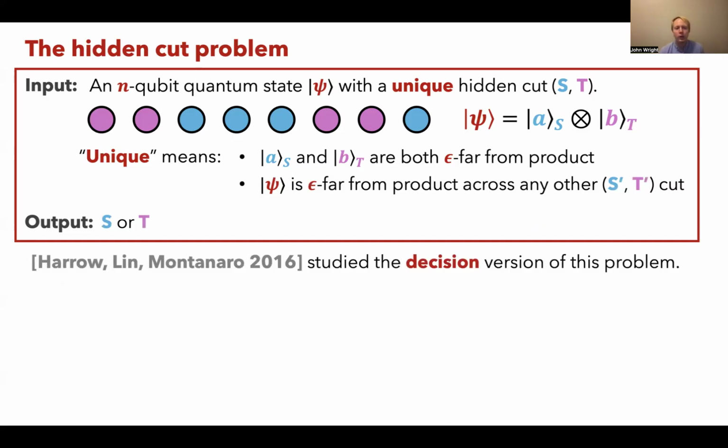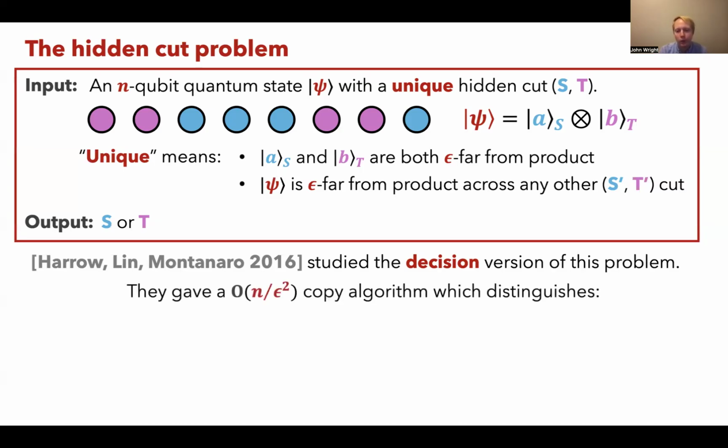Now, our paper, I think, is the first one to actually introduce this problem, but a very related problem was first studied in this 2016 paper of Harrow, Lin, and Montanaro. In particular, they studied the decision version of this problem. So what does that mean? That means you're given a quantum state psi, and you want to decide, does there exist a hidden cut, or is every cut epsilon far from product?